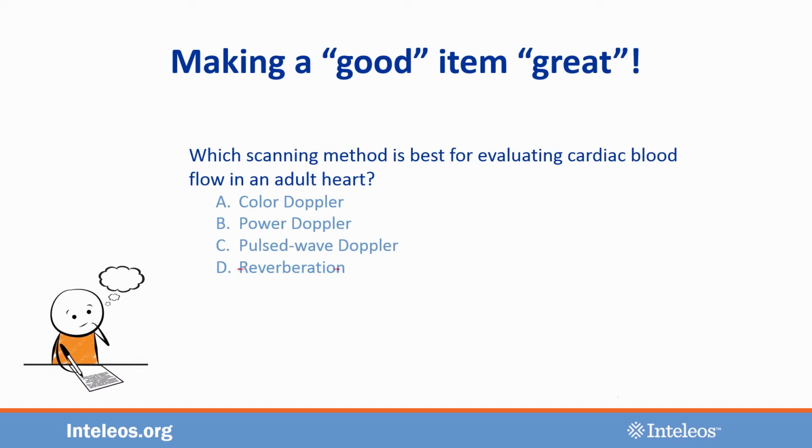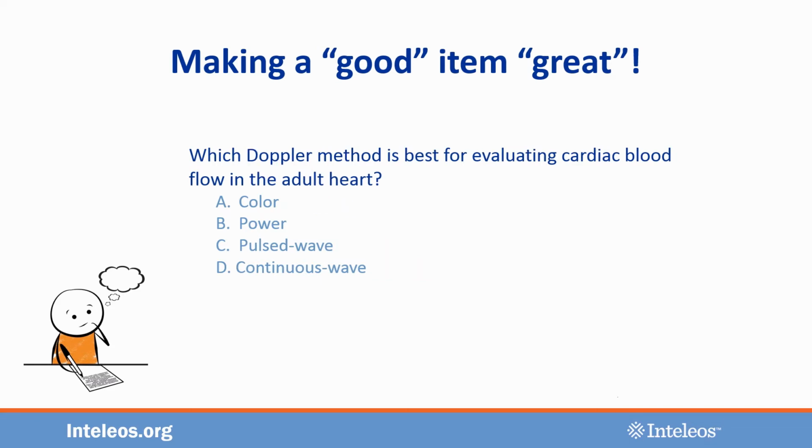Unlike the others, reverberation is not a scanning method and thus a poor distractor. For a more plausible option, choose another scanning method. In this case, another type of Doppler, such as continuous wave Doppler. Did you notice that the word Doppler is repeated in each of the responses? We can eliminate that extra wording by editing the stem to include the word Doppler, asking, which Doppler method is best for evaluating cardiac blood flow in the adult heart? This allows for more streamlined answer options. The edited question now follows the ARDMS and APGA style guide.